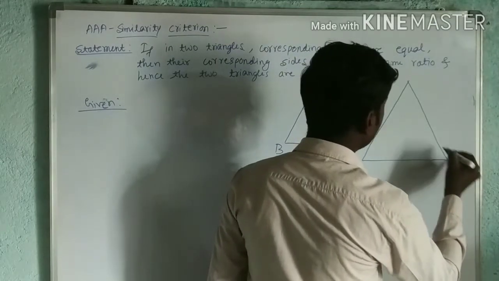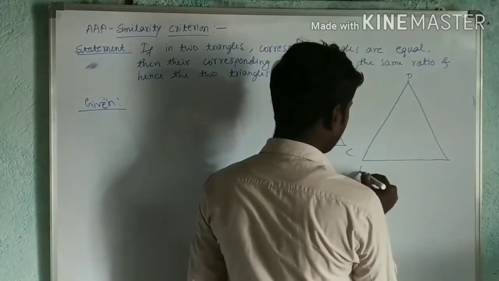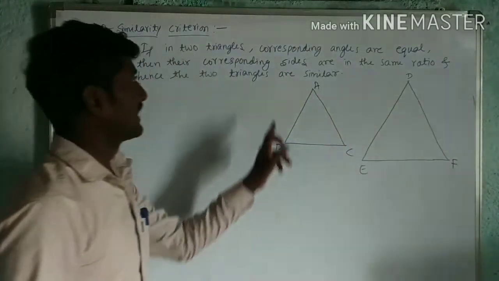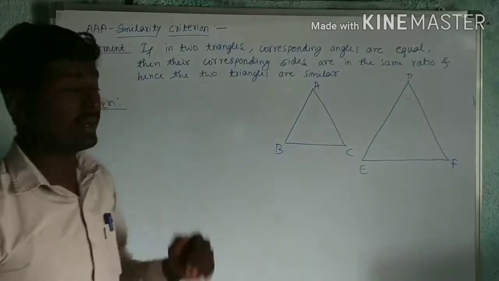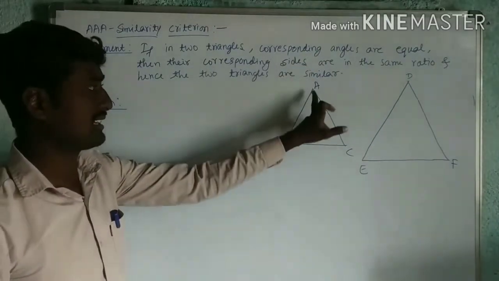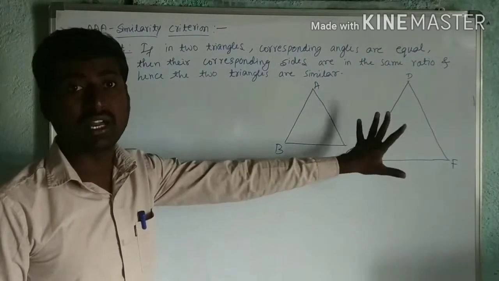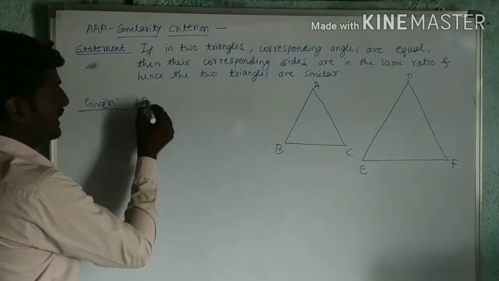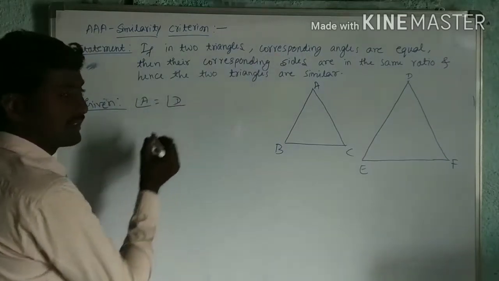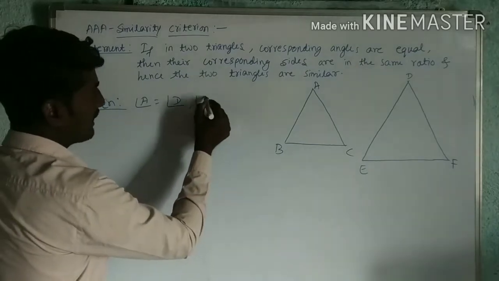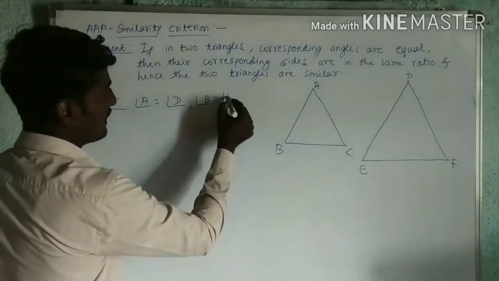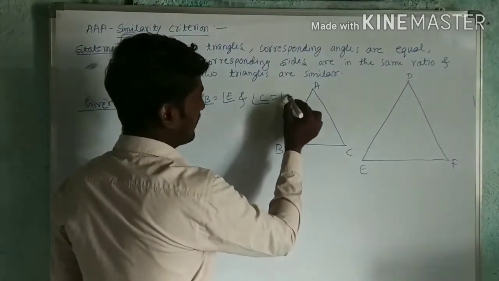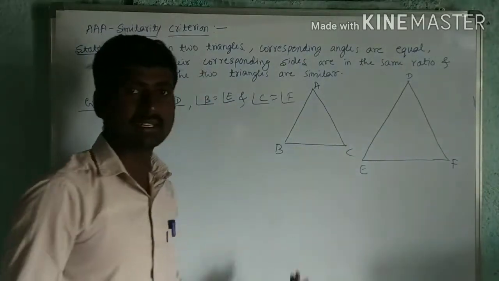So this is triangle DEF. Corresponding angles are equal is given, so I have to take the corresponding angles. All the three corresponding angles are equal. Given is what? Corresponding angles are equal, which means angle A is equal to angle D, then angle B is equal to angle E, and the next one, angle C is equal to angle F. I have taken the corresponding angles are equal.